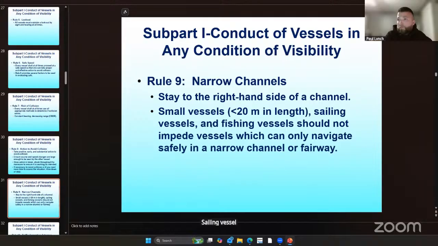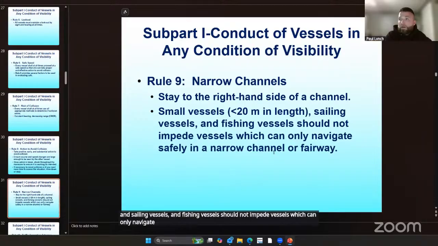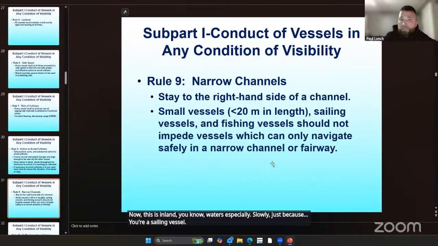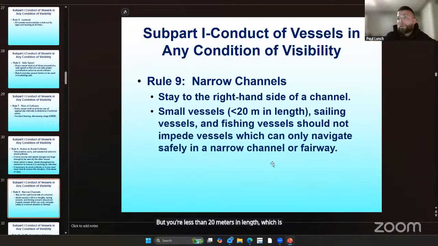So power driven, small vessels less than 20 meters in length, and sailing vessels and fishing vessels should not impede vessels which can only navigate safely in a narrow channel or fairway. Now, this is inland waters especially. Just because you're a sailing vessel, but you're less than 20 meters in length, which is 60 feet, and you get a big power driven vessel that's going down Marblehead Channel, you have to get out of their way because you are less than 20 meters in length.